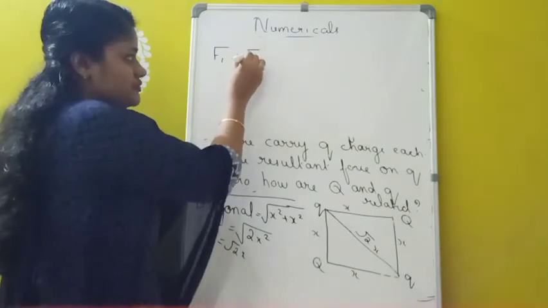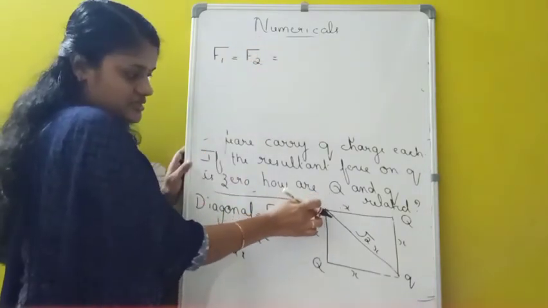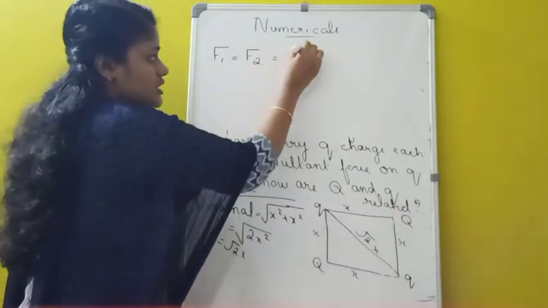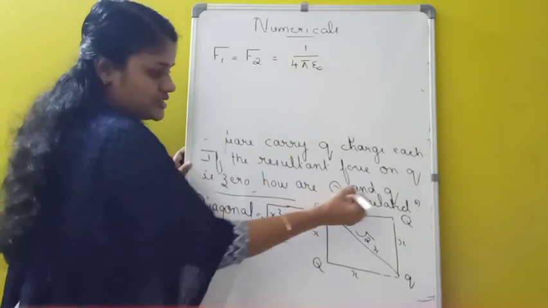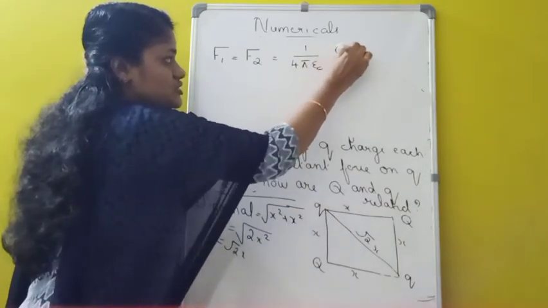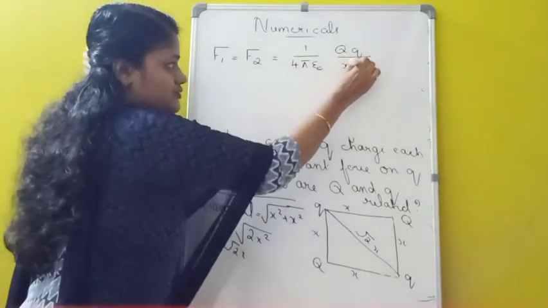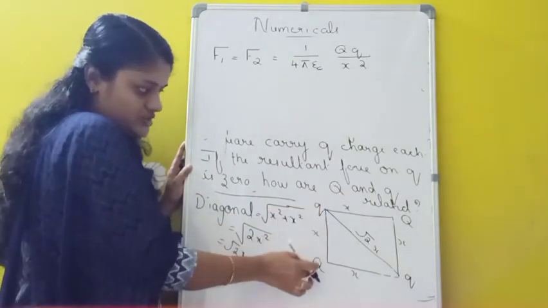Both are the same. This F1 and F2 are the forces acting on this charge small q due to these two capital Q charges. That is equivalent to 1 by 4 pi epsilon 0 into the product of charges, that is capital Q into small q, divided by the distance x, so x square. So this is the force acting on this small q charge due to these two capital Q charges.